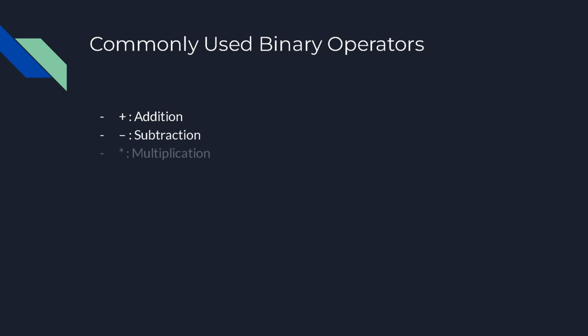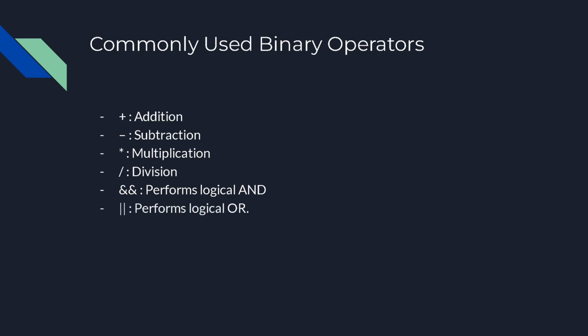Addition, subtraction, multiplication, division, these should be fairly straightforward. Logical AND is performed using two ampersands. We'll see it through programming examples once again. And two pipe symbols, the one which is above your enter key, performs logical OR. So that's about it for the commonly used binary operators. Let's head into Visual Studio.